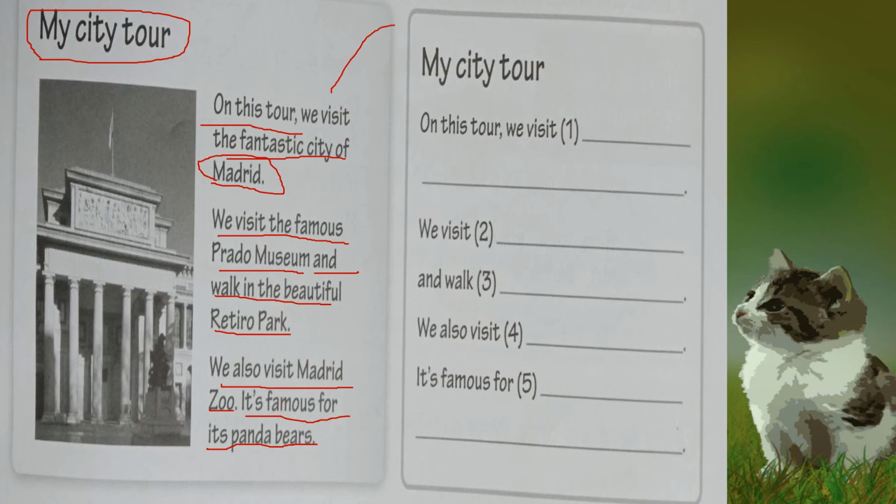The activity here, you're going to complete the statements. Example, on this tour, we visit the fantastic city of Madrid. That is from that sentence. Just complete. Number 2, we visit blank and walk blank. We also visit blank and it's famous for blank. So you're going to complete those statements. That's your third activity, class.